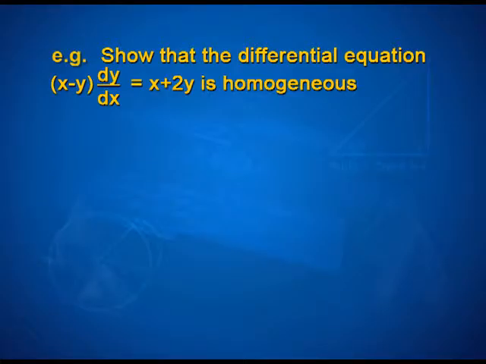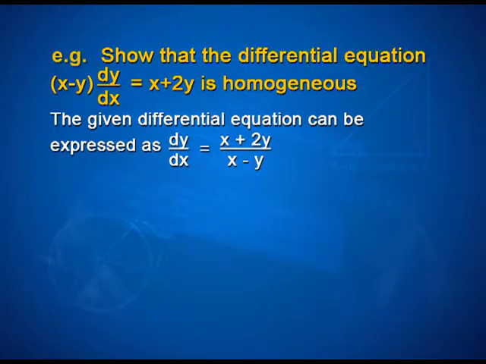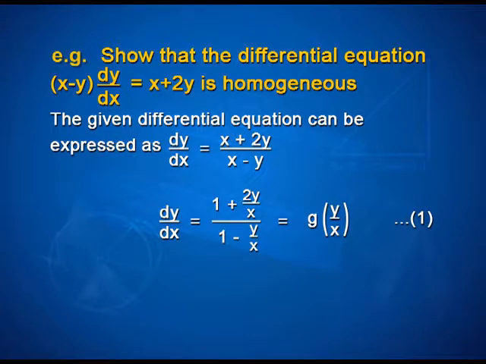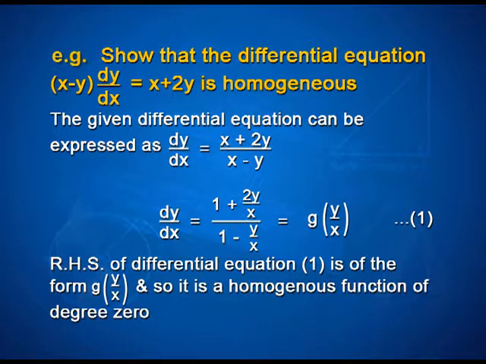Show that the differential equation (x minus y) into dy by dx is equal to x plus 2y is homogeneous. For the solution, the given differential equation can be expressed as dy by dx is equal to (x plus 2y) upon (x minus y). This can be written as dy by dx is equal to (1 plus 2y upon x) divided by (1 minus y upon x), which is obviously of the form g of y upon x. RHS of this differential equation is of the form g of y upon x, and so it is a homogeneous function of degree 0.